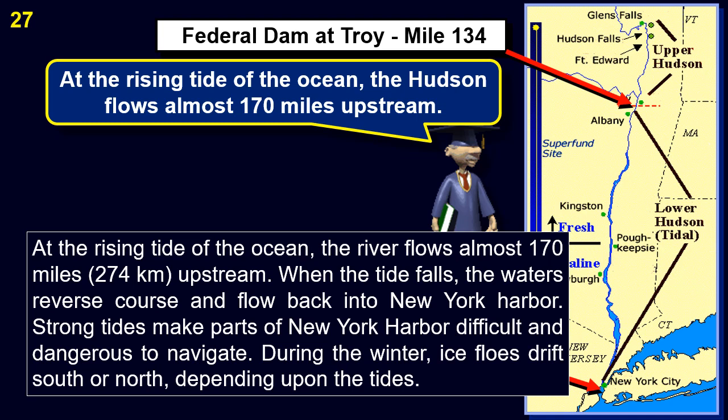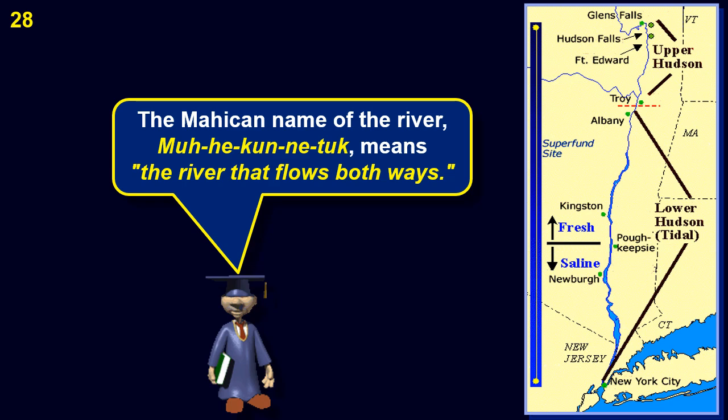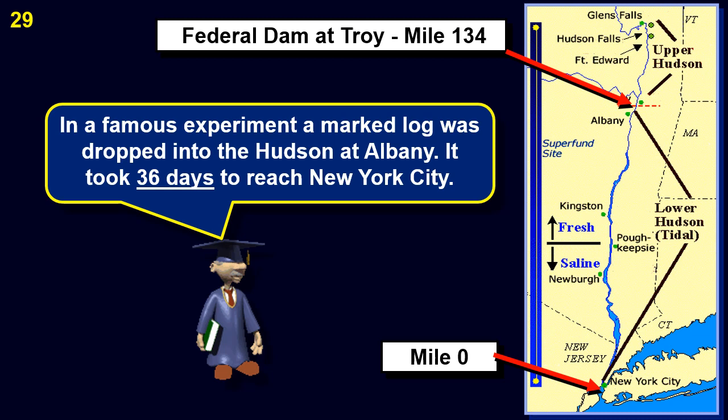Strong tides make parts of New York Harbor difficult and dangerous to navigate. During the winter, ice floes drift south or north, depending upon the tides. The Mahican name of the river, Mahicunnatuk, means the river that flows both ways. In a famous experiment, a marked log was dropped into the Hudson at Albany. It took 36 days to reach New York City.